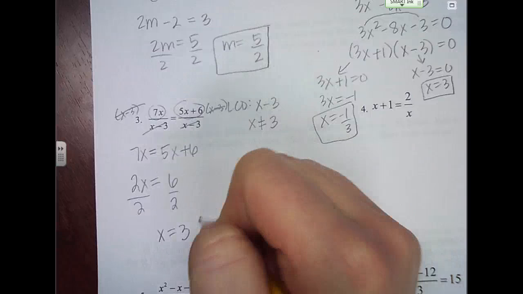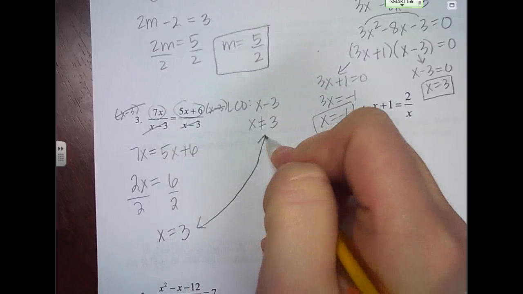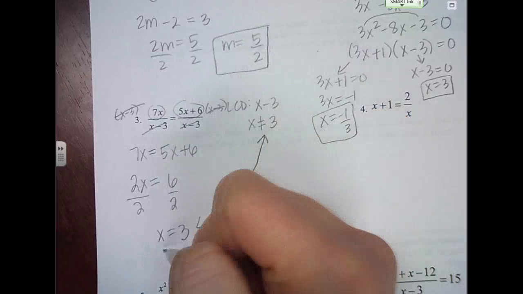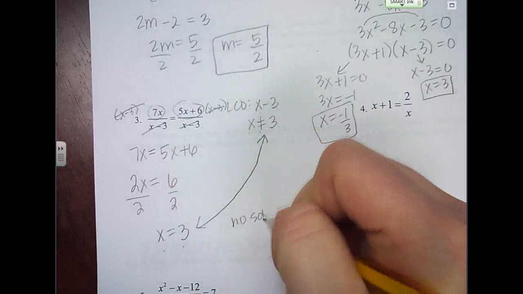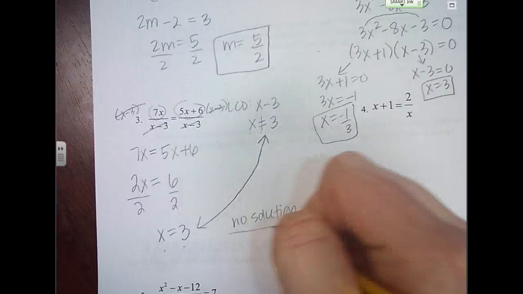And a giant red flag should appear in your mind, because if this says x equals 3 and this says x cannot equal 3, that would be a no solution.